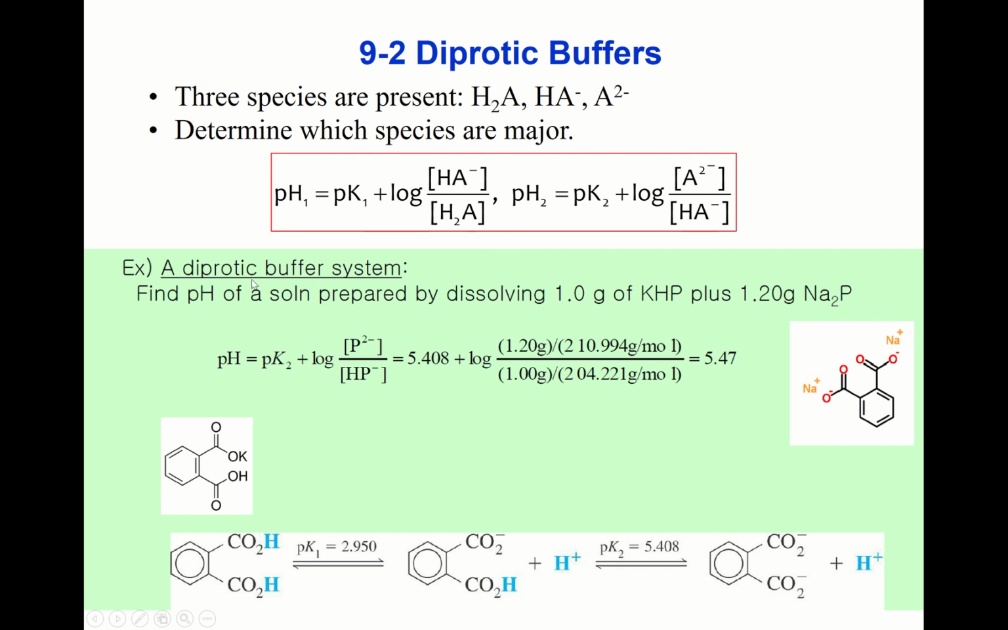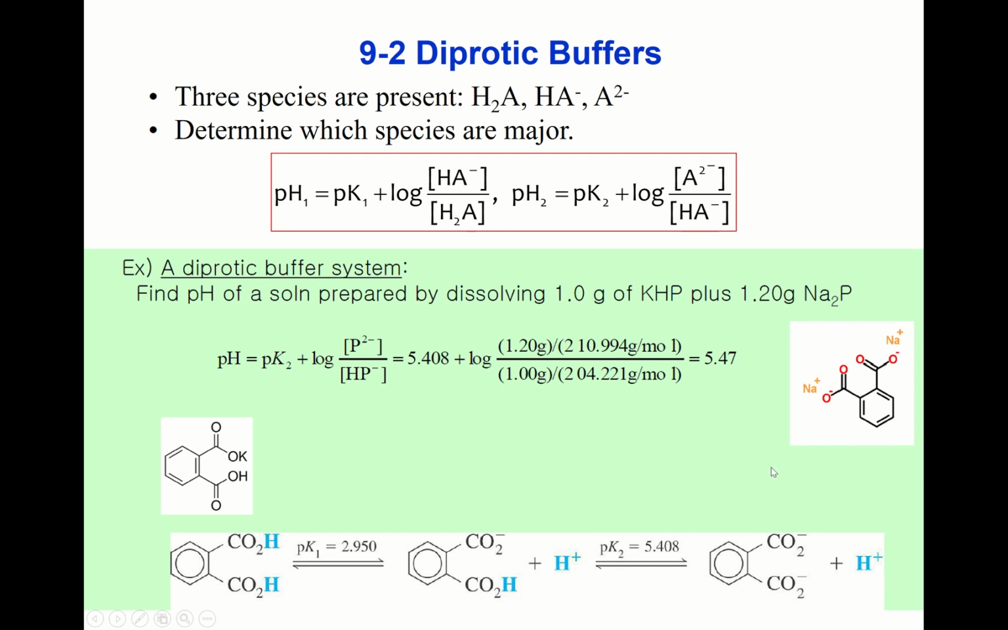Let's consider KHP. Find the pH of a solution prepared by dissolving 1 gram of KHP plus 1.20 gram of sodium phthalate. KHP, when dissolved in water, completely dissociates like this, and sodium phthalate, when dissolved, also completely dissociates, leaving this phthalate ion in solution.